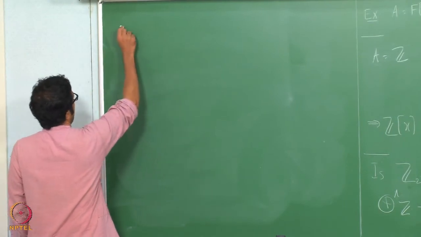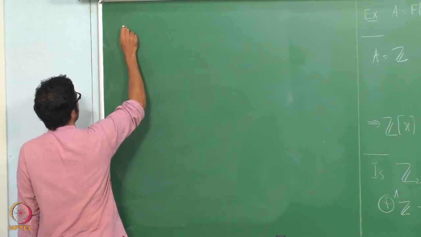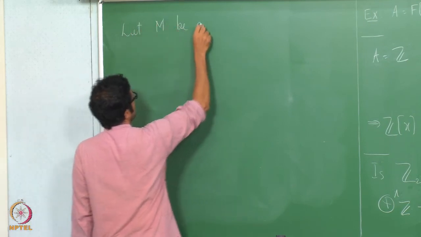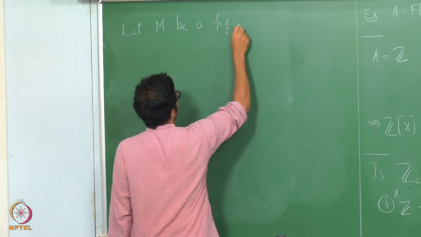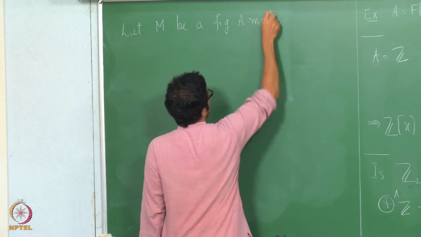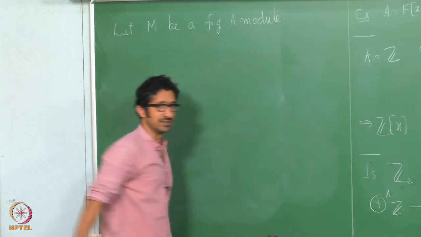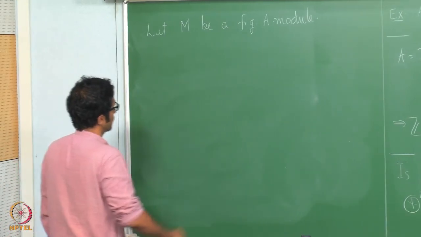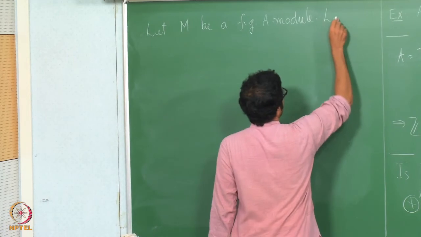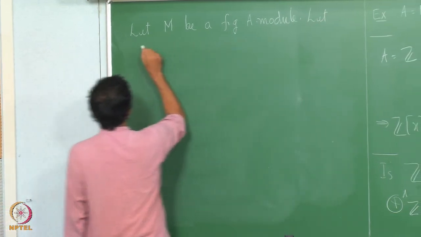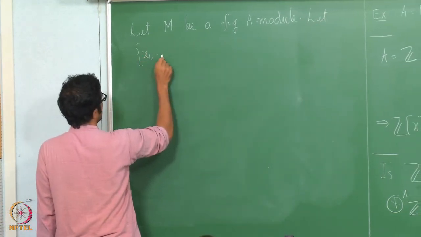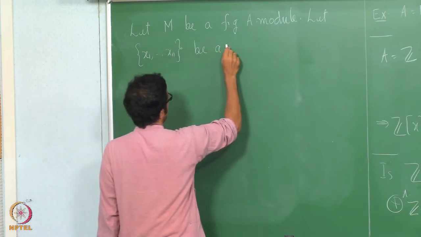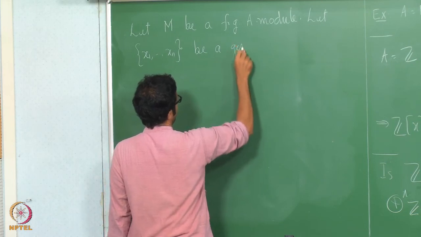Okay, so suppose M is a finitely generated A module. Let x1 up to xn be a generating set.